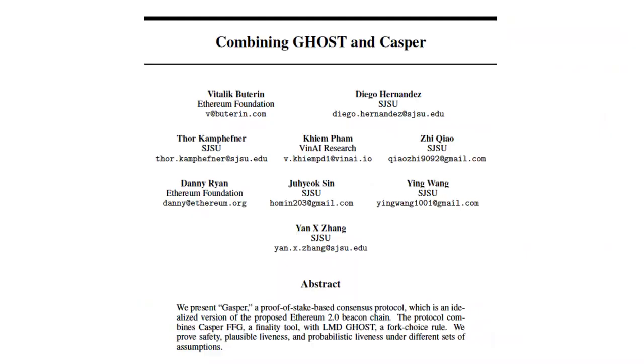Our work was prompted by this paper, which appeared on arXiv in the spring of 2020. The authors describe Gasper, the proposed consensus protocol for Ethereum 2, which combines the finality tool Casper FFG and the fork choice rule LMD Ghost.